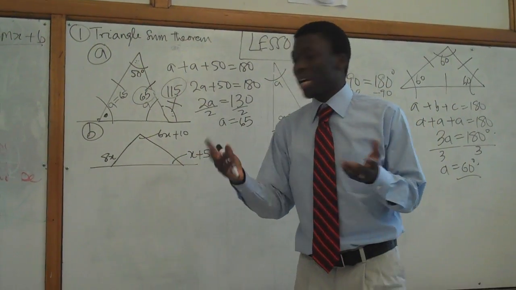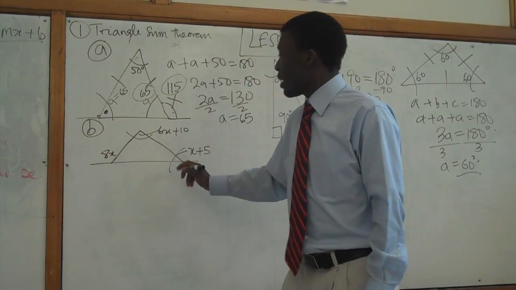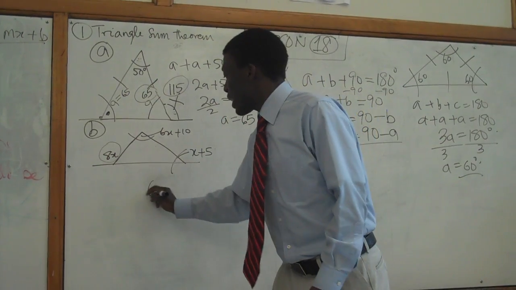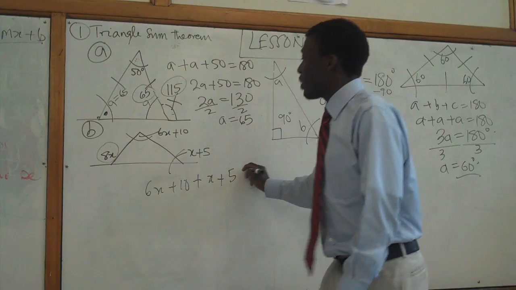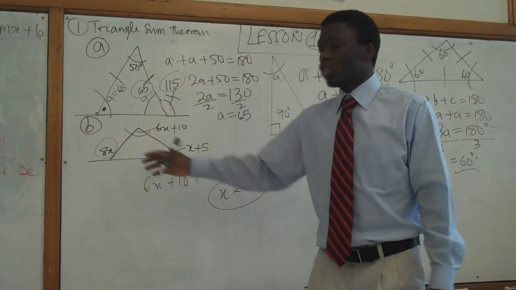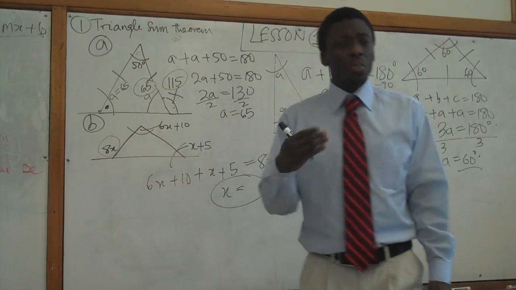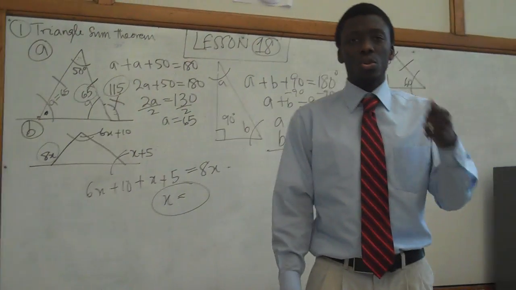The second question, quickly, all you need to realize again is that this plus that has to equal that. So 6x plus 10 plus x plus 5 has to equal 8x. Go ahead and solve for x, and that will give you the solution for this problem. You should be able to do these. You're just applying principles of math. So make sure you take good notes.